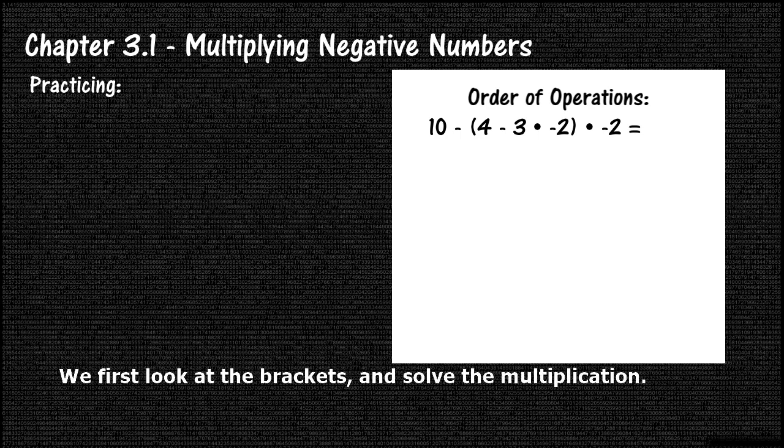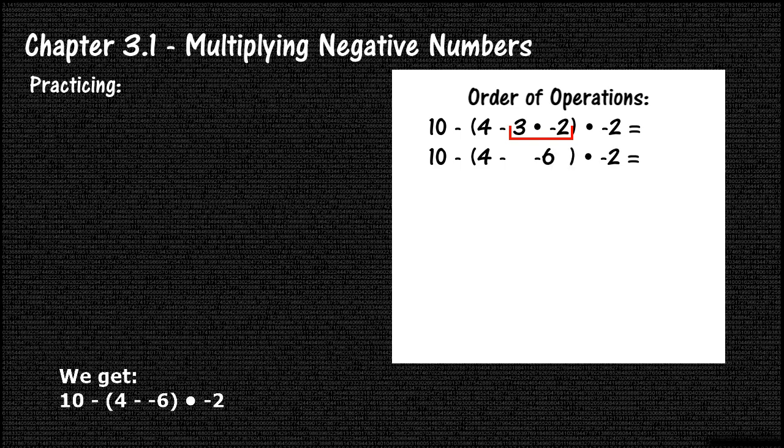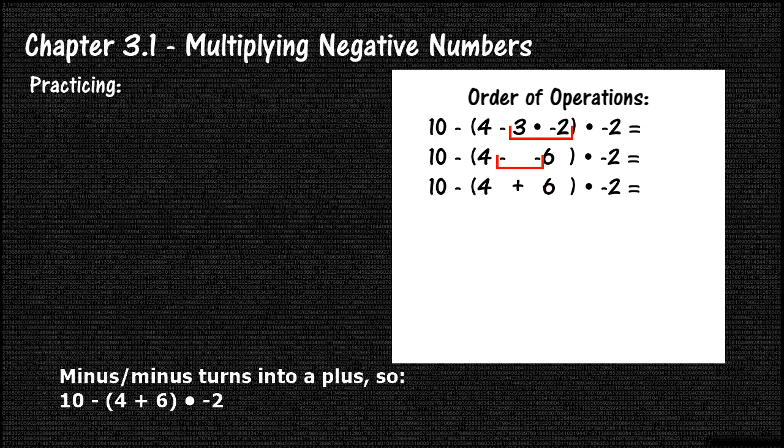We first look at the brackets and solve the multiplication. 3 times minus 2 is equal to minus 6. We get 10 minus 4 minus minus 6 times minus 2. Minus minus turns into a plus, so 10 minus 4 plus 6 times minus 2. Then we add 4 and 6 to receive 10.